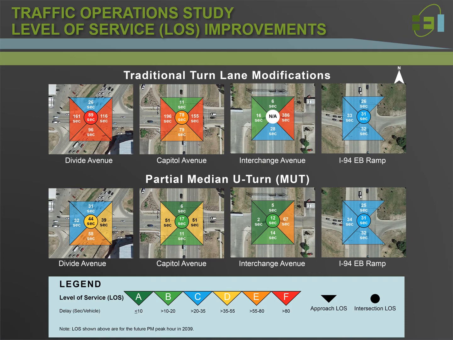This slide depicts the level of service for each of the alternatives from Divide Avenue intersection to the Interstate 94 eastbound ramp intersection. The images in the upper row note the future level of service for alternative B, traditional turn lane modifications. Images in the lower row note the future level of service for alternative C, partial median U-turn alternative. Based on the traffic analysis, the proposed median U-turn locations provide a significant improvement in several approaches and overall intersection delay, particularly at the Divide Avenue and Capitol Avenue intersections.